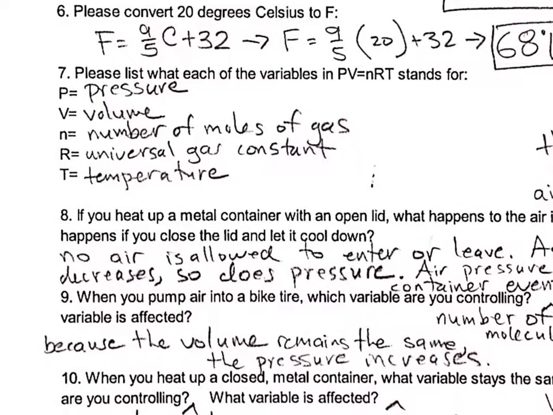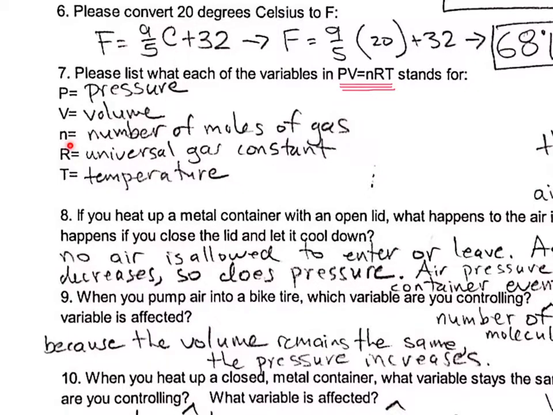Number 7. List what each variable stands for. This formula, PV equals nRT, is the ideal gas law. And what does it stand for? P is pressure. Pressure is measured in atmospheres. V is volume. Volume would be measured in liters. N is the number of moles of gas. So it's not the number of molecules, it's the number of moles of molecules. Remember, a mole is a big number. But it is a measure of how much gas there is.